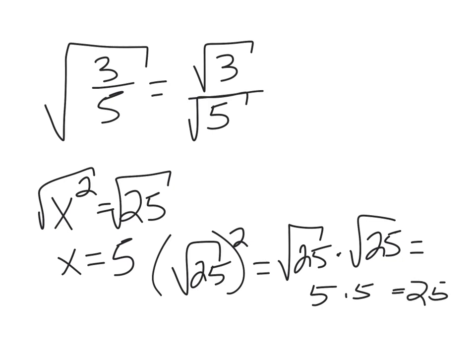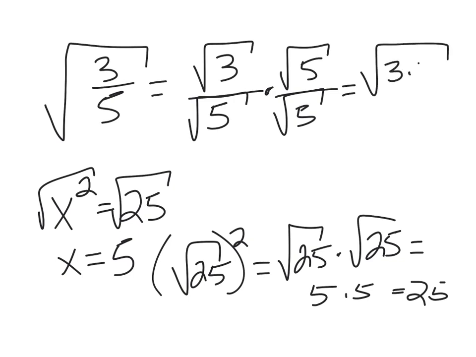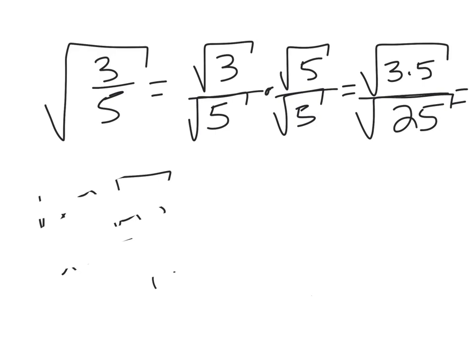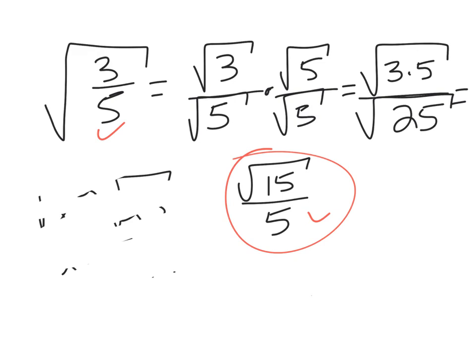Okay? So if I multiply this by the square root of 5 over the square root of 5, I'm going to get the square root of 3 times 5, like I'm using your multiplication property backwards, putting them back in, over the square root of 25, which is the square root of 15 over 5. Okay, so these things here are equivalent, but this one is simplified.